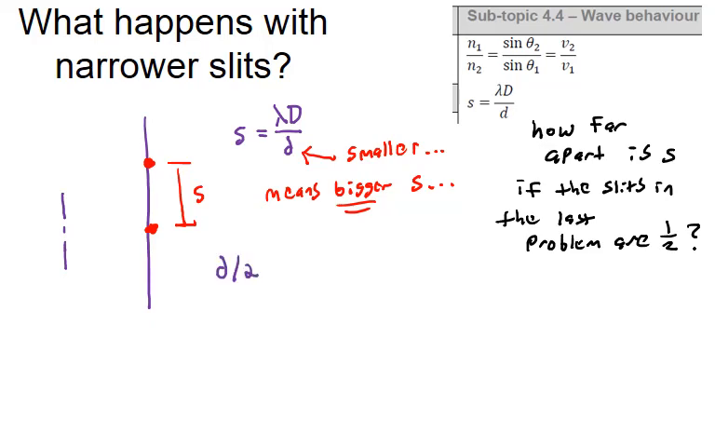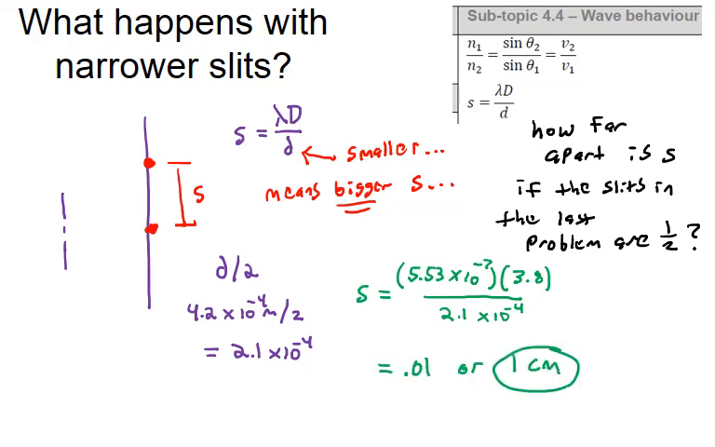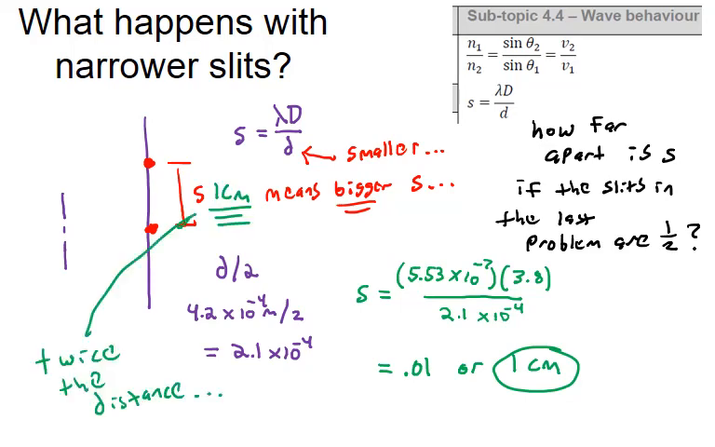Okay. So, half of d would be 2.1 times 10 to the negative 4th. And we've got that. So our S distance between them would be 0.01 meters, or 1 centimeter, which would be twice the distance. And so that's a direct relationship there. If the slits are half, therefore the distance would be twice as much. And that should make sense because the wavelength itself isn't changing, right? And D is not changing, so therefore they're inversely related to each other.